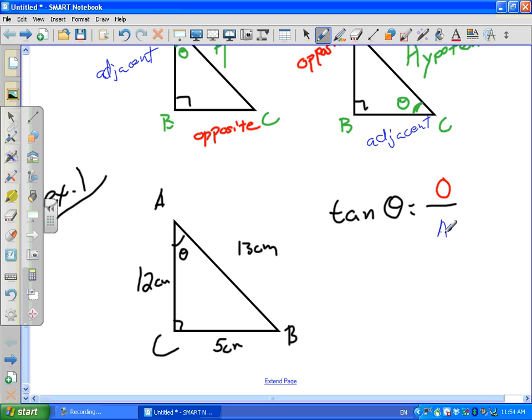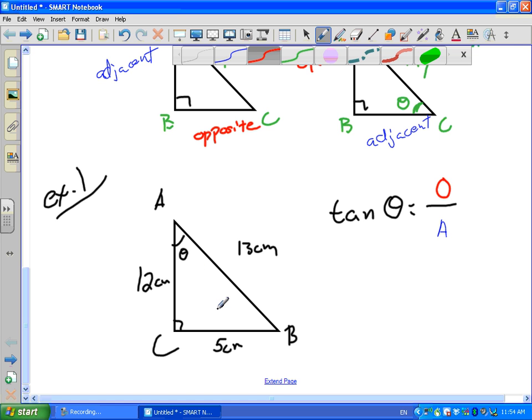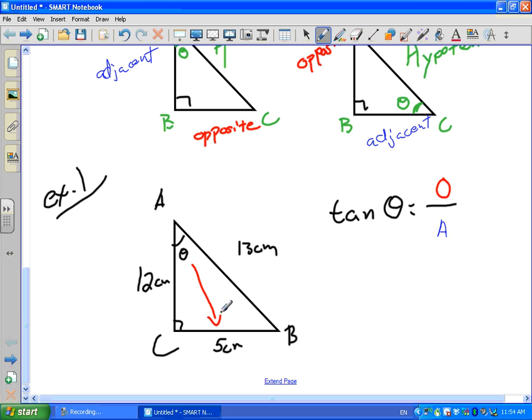So we'll go O over A. And what they're referring to is the length of those sides of the triangle. So the very first thing I'm going to do is opposite. What is opposite of this theta angle here? What side? CB. CB is opposite. This is my opposite. So O is going to be what? 5. We already have that part.